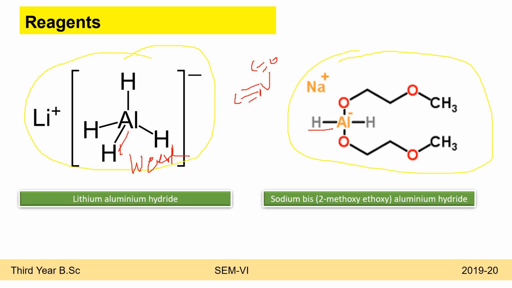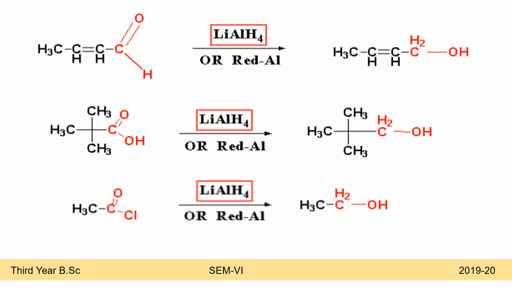Lithium aluminum hydride is inflammable on exposure to air, whereas Red-Al is thermally stable up to 200 degrees Celsius. Both reagents reduce aldehydes, ketones, acid chlorides, esters, cyanides, and nitro groups, but Red-Al is found to be the more efficient reducing agent. So aldehydes and ketones are reduced into corresponding alcohols. The unsaturated aldehydes and ketones give unsaturated alcohols.